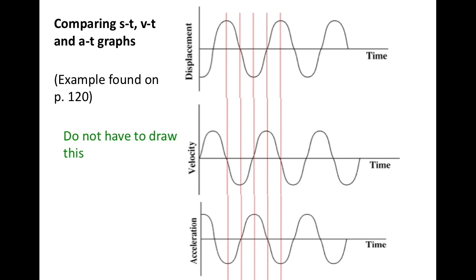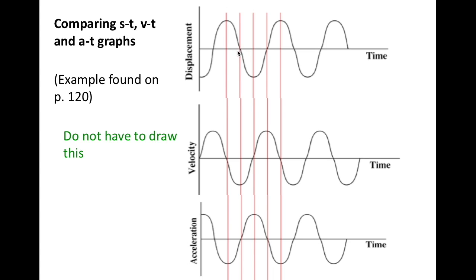When comparing the graphs for displacement versus time, velocity versus time, and acceleration versus time, you will probably be able to make out a few observations. Let's take a look at this displacement time graph here. When x is 0, let's follow this line down, and what you will notice is that the velocity will be at its maximum and the acceleration will be at 0.